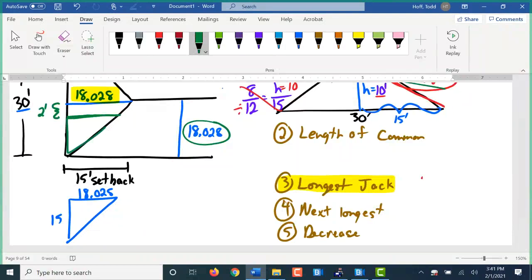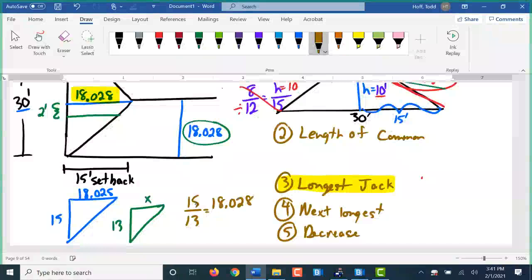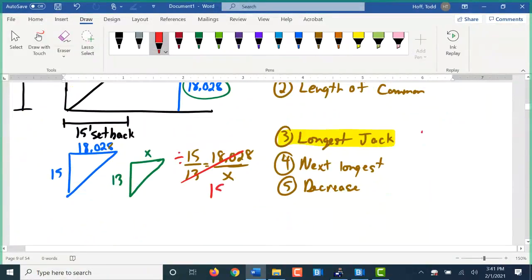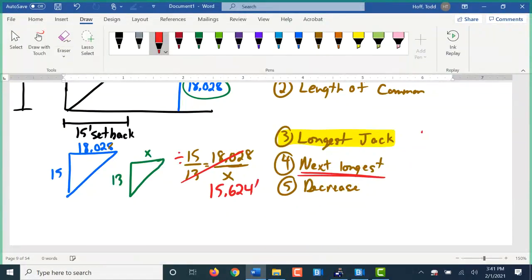We have the triangle here for the next longest jack. We're looking for this dimension here. This is 13 feet, just 2 feet less. So 15 relates to 13 the same way as 18.028 relates to x. We can cross multiply and divide to find x. What do you get for x? 15.624 feet. Good. So that is the next longest jack.